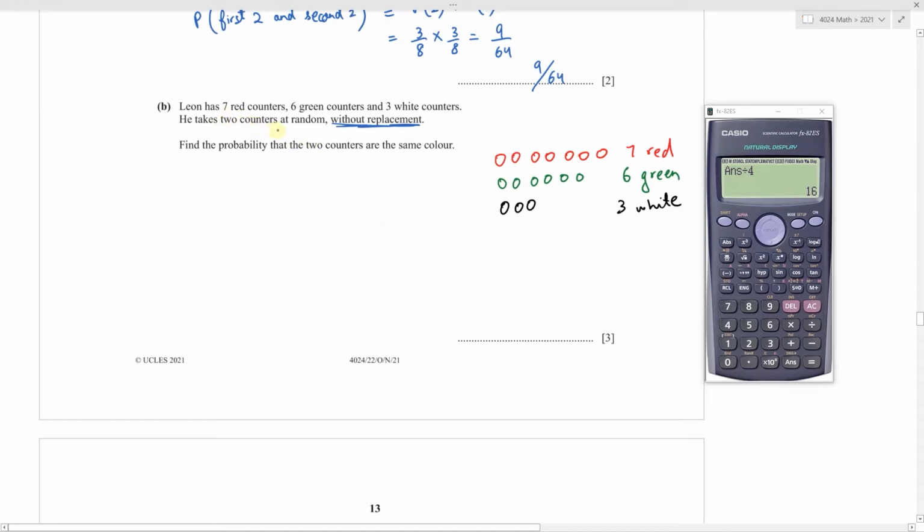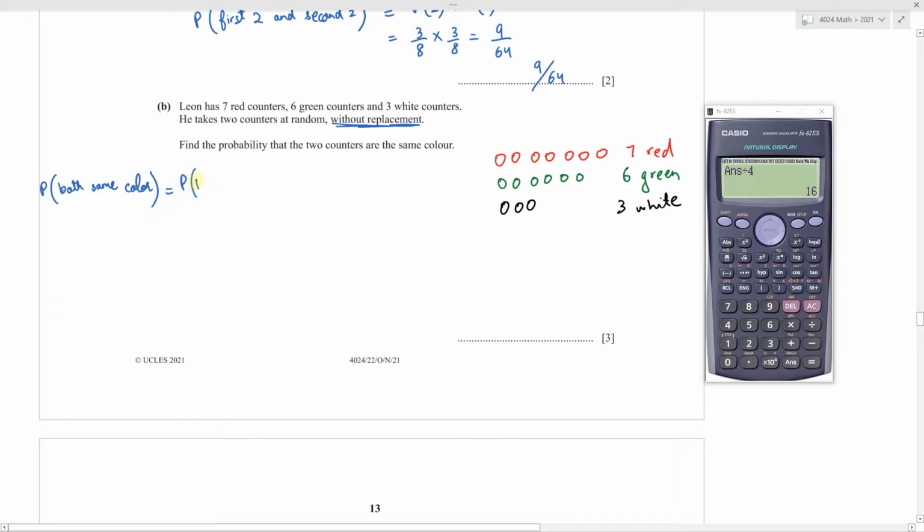So he takes 2 counters at random without replacement. Probability that 2 counters are the same color. So probability both same color. So how can you get same color? You can get either both reds.